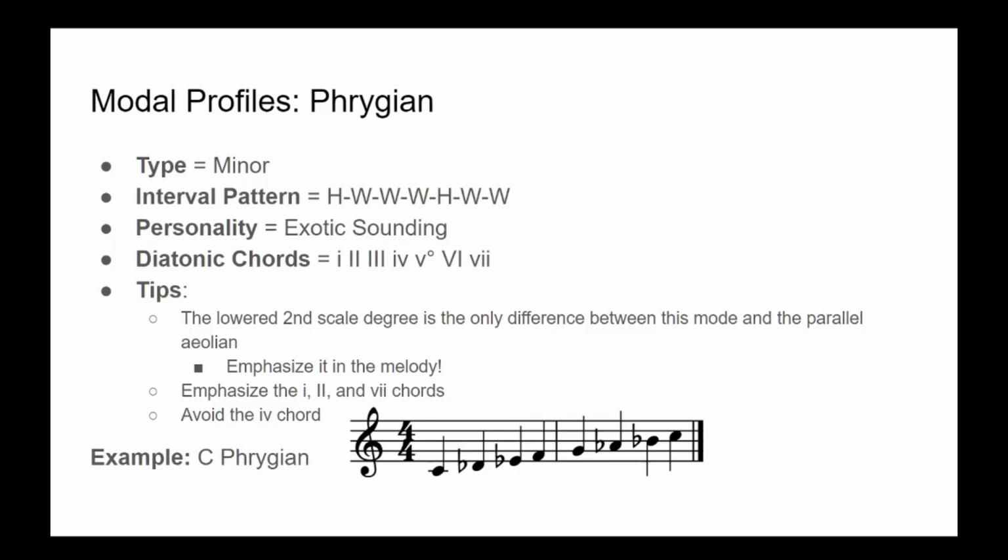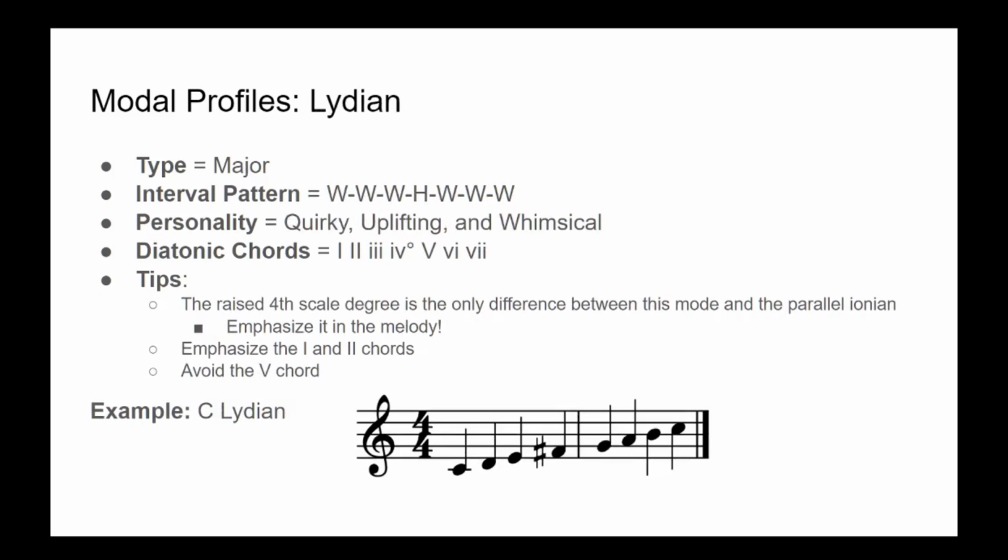Next, we have the Lydian mode, which is a major mode. This means that the first chord is a major chord. To create the Lydian mode from any note, simply pick your tonic, move up 3 whole steps, a half step, 2 more whole steps, and 1 more half step.